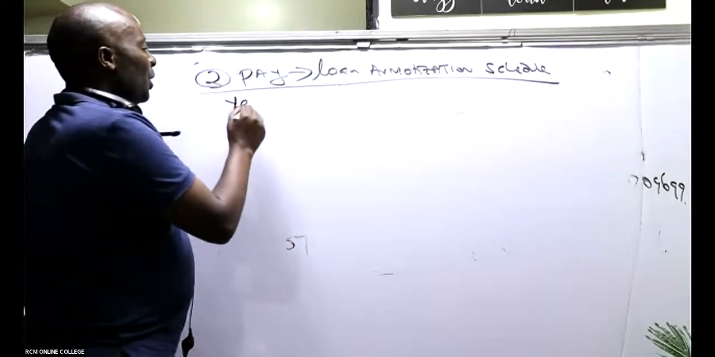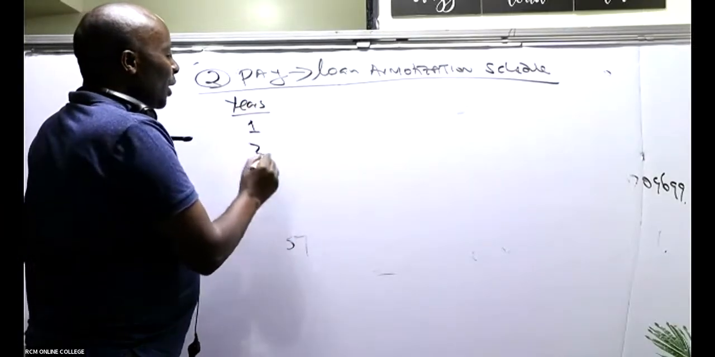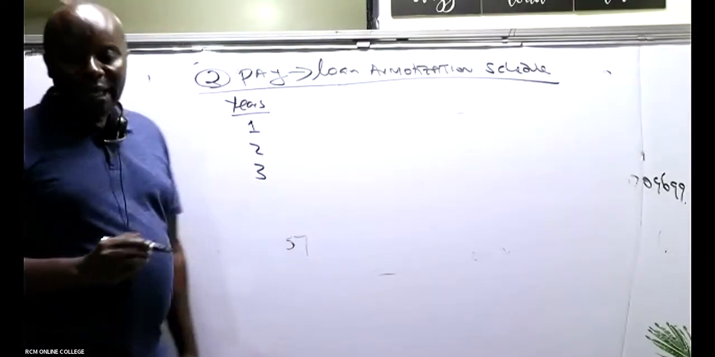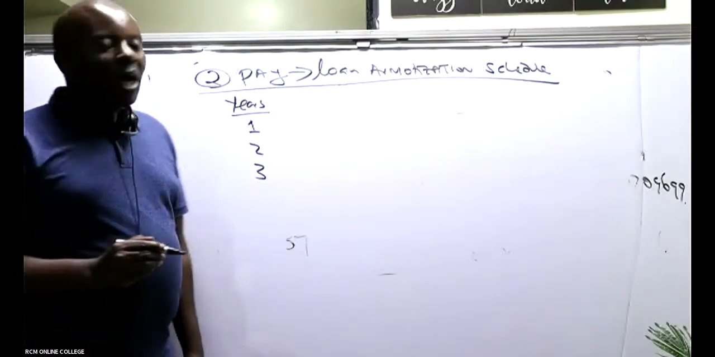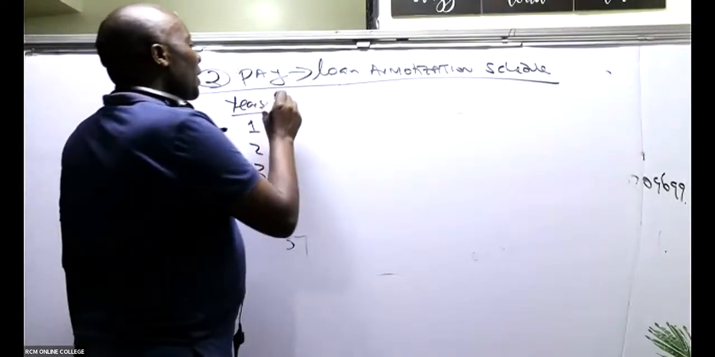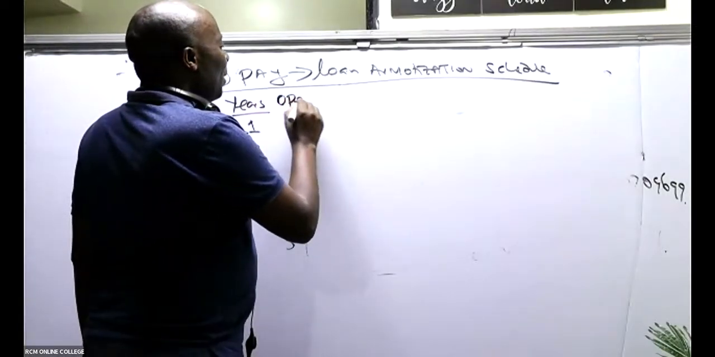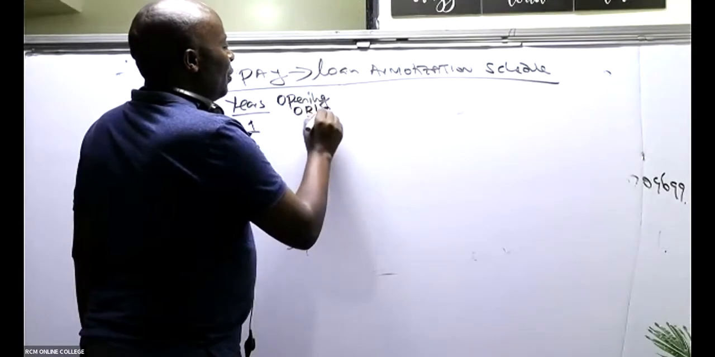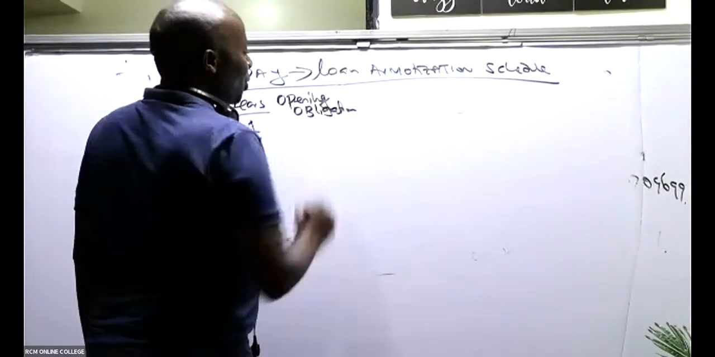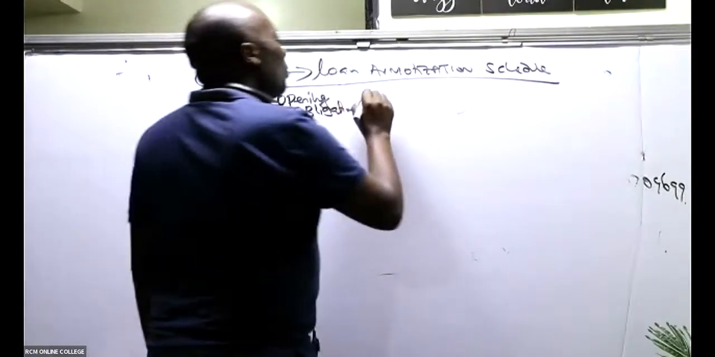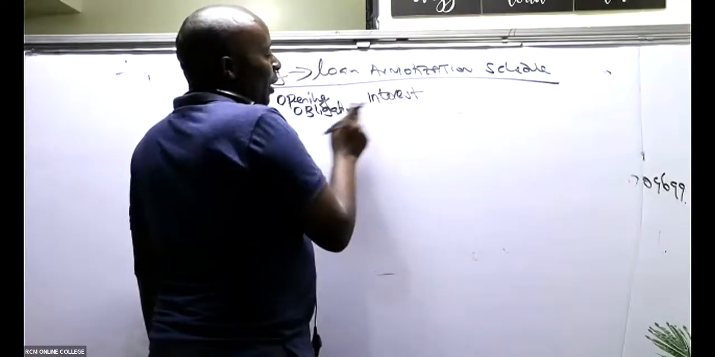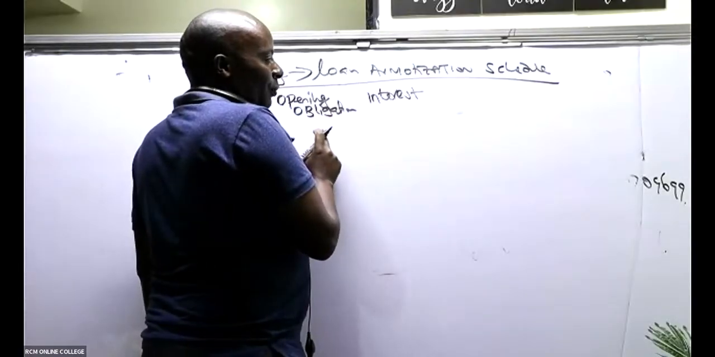So we have 3 years. Years 1, 2, and then 3, like that. After that, ladies and gentlemen, please come here and give us the opening obligation. This opening obligation will always attract interest. Remember, interest is normally levied on opening obligation.